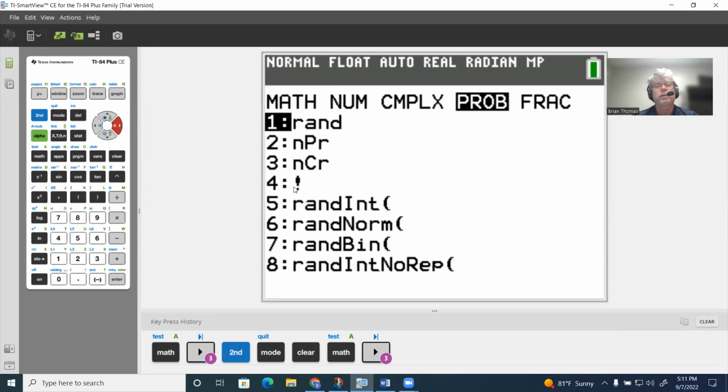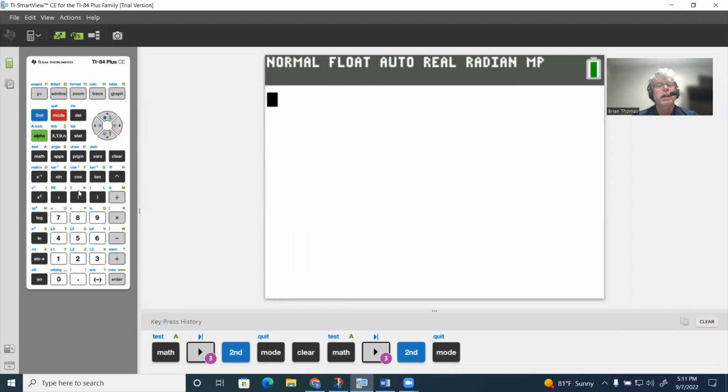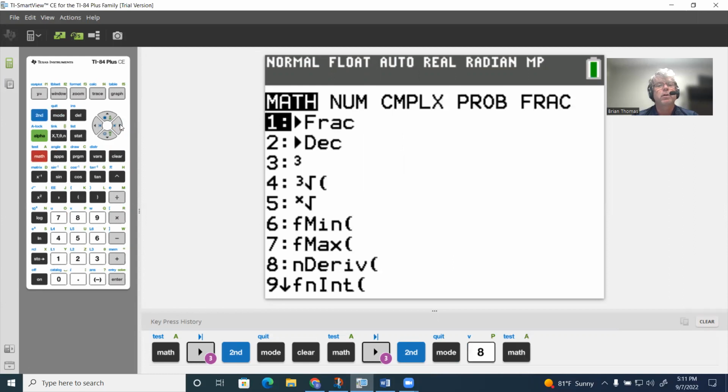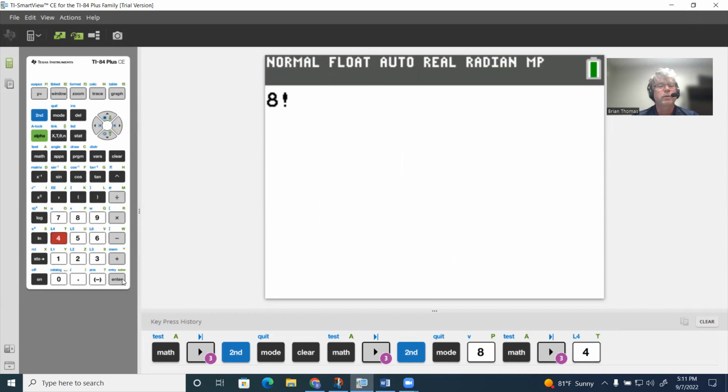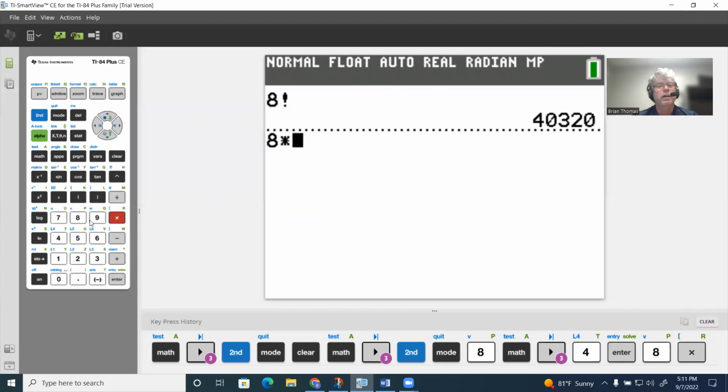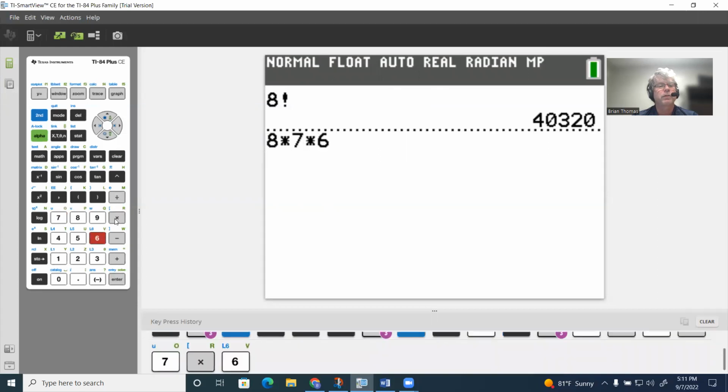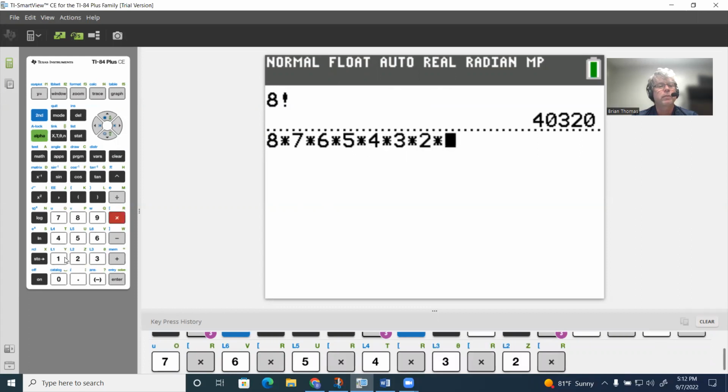Notice that number 4 has the exclamation point. So if I want to do 8 factorial, what I can do is hit the 8, go to the math button, go across to probability, choose number 4. Notice how it gives me 8 factorial. If I enter, it'll actually do that math. So I don't have to go 8 times 7 times 6 times 5 times 4 times 3 times 2 times 1. I also get the same thing. So that's just a shortcut of actually calculating that out.